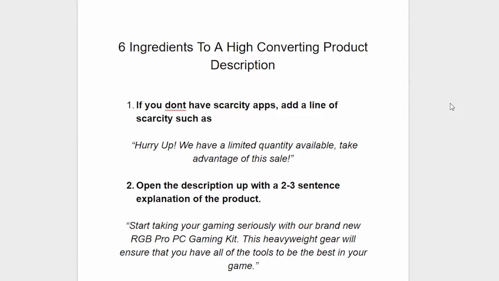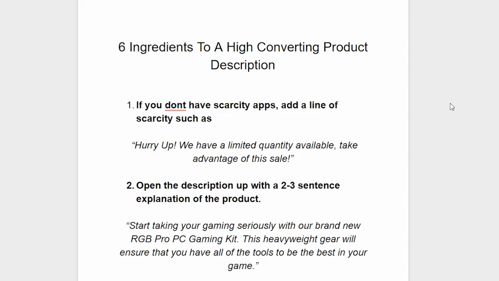If you don't have scarcity apps, add a line of scarcity. You can put this at the very top of your description. Say something like, hurry up, we have a limited quantity available. Take advantage of the sale, or hurry up, we have a 50% off limited time sale, or something along those lines, just to show them that there's a little bit of scarcity here. Before they go into the description, they know that they're going to have to buy this now if they want to take advantage of this opportunity.